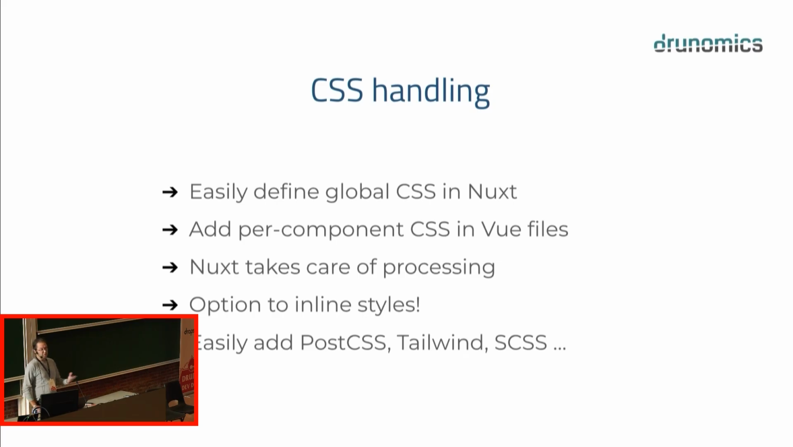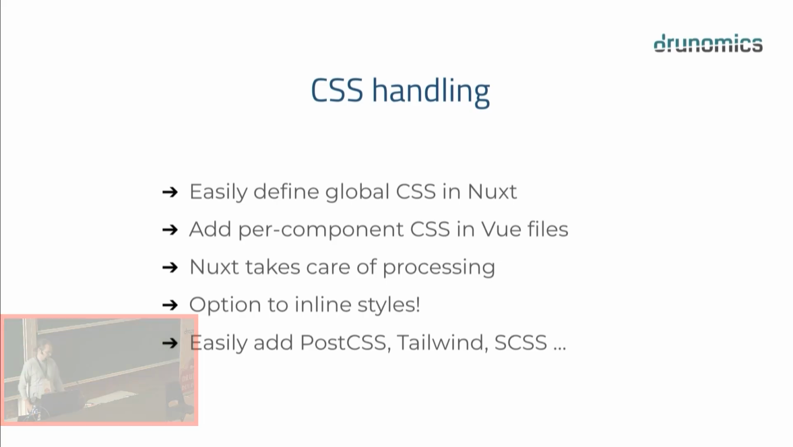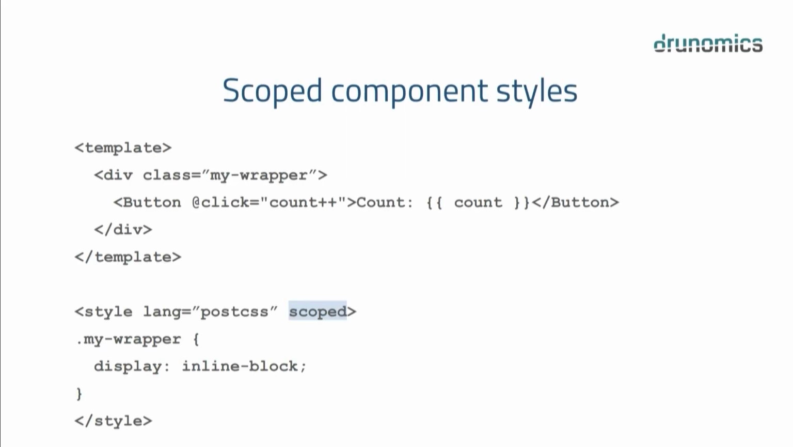And since the CSS is processed, you can just install some Nuxt modules to do some sort of CSS processing, like PostCSS processing, or to enable Tailwind, or have Sass processing. So you can just extend that, and there are modules for that. It's quite convenient to have those things available and very easy to use.